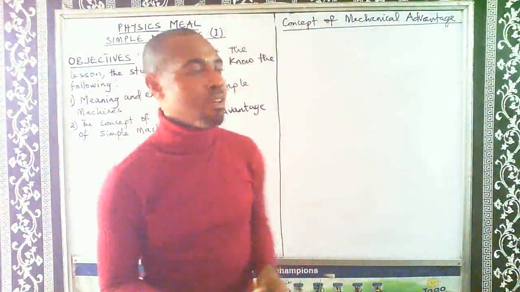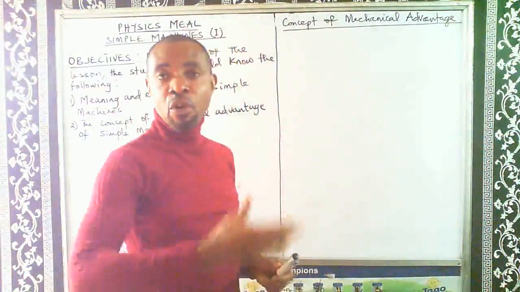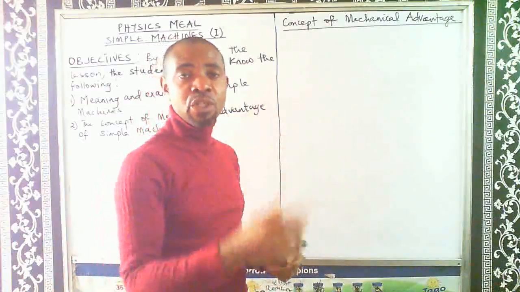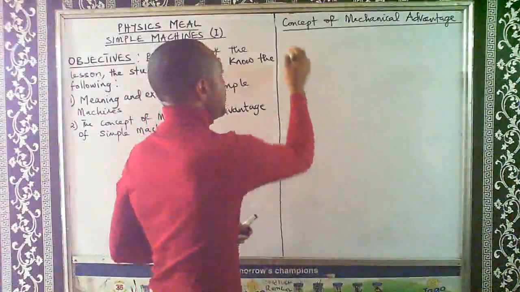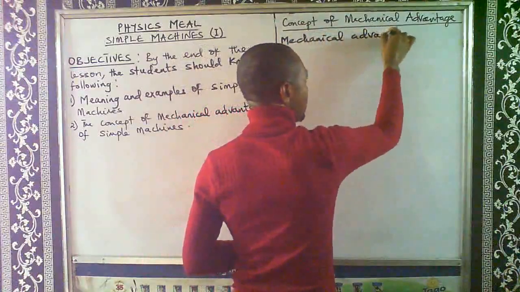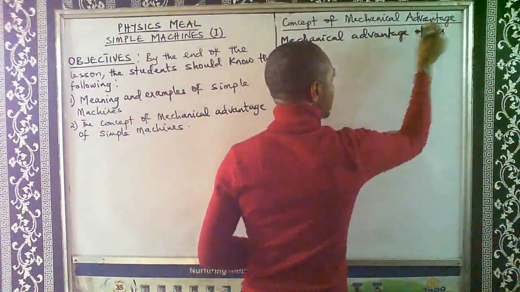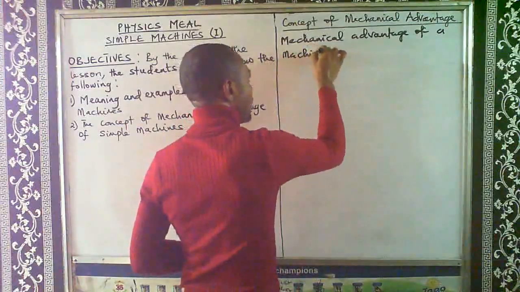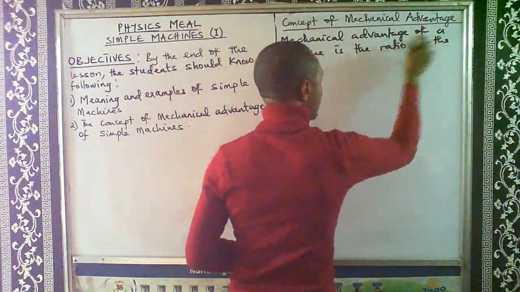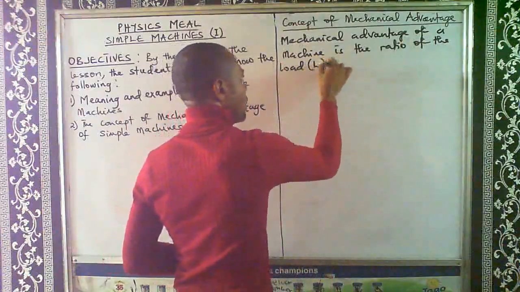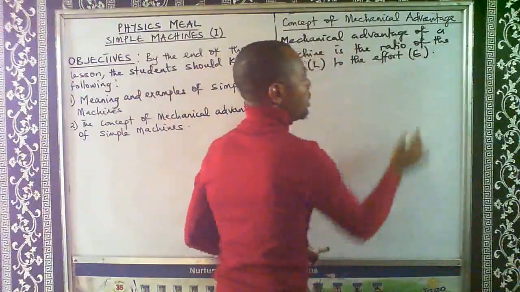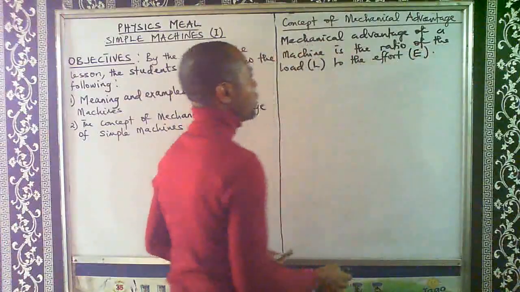So we define mechanical advantage as the ratio of the effort to the what? To the load. Sorry, as the ratio of the load to the what? To the effort. So we say the mechanical advantage of a machine is the ratio of the load L to the effort E. The ratio of load to the effort.